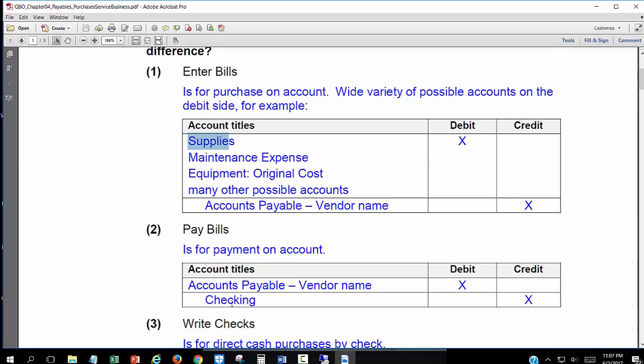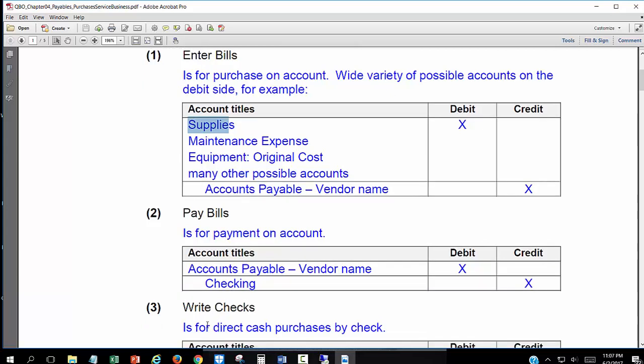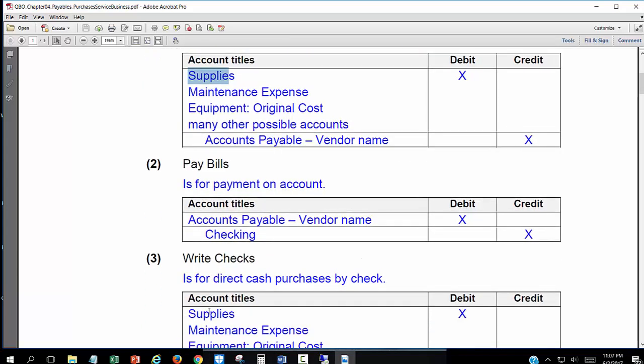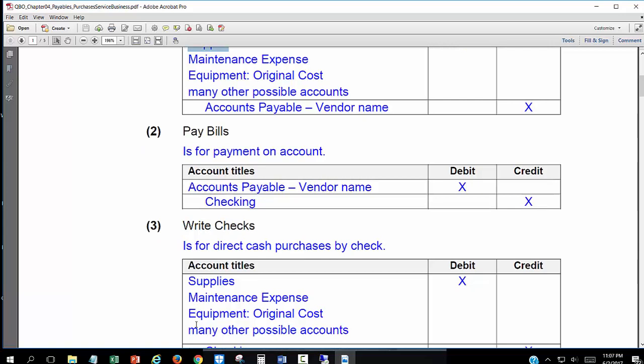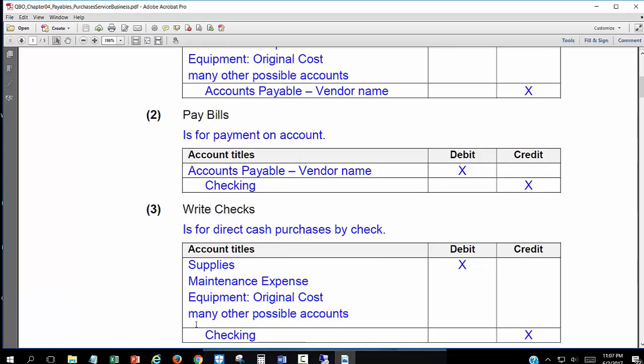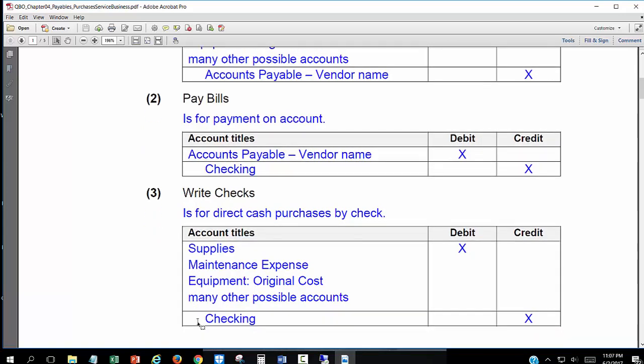Now, writing checks is a separate thing. Where it is a two-step process to enter a bill and pay bills, it's a one-step process to write checks. So this is when you purchase supplies or some kind of services or goods from someone, and you're paying for it right then by a check generated by the system.